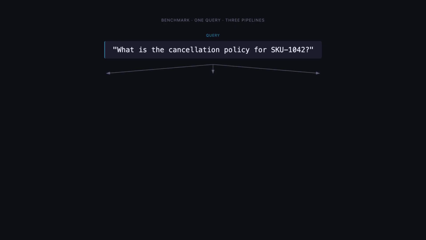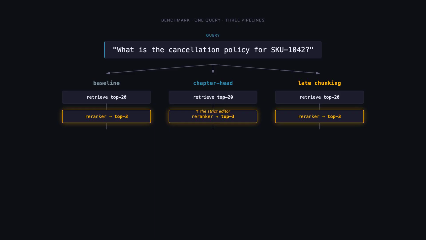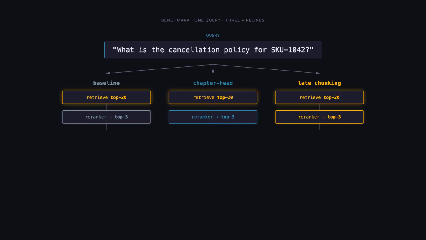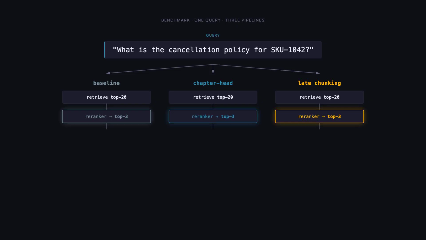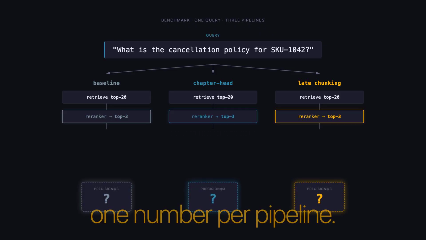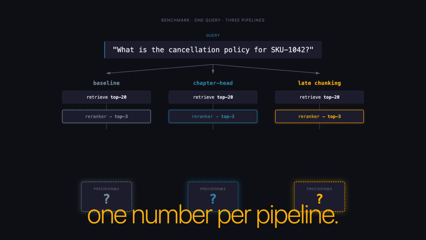The question we asked last episode, what's the cancellation policy for SKU1042? 3 pipelines run it. The reranker, our strict editor, reads the top 20 results from each and picks the top 3. Whatever it picks is what the language model sees. Whatever it picks is what we measure. 3 answers, 1 number per pipeline.